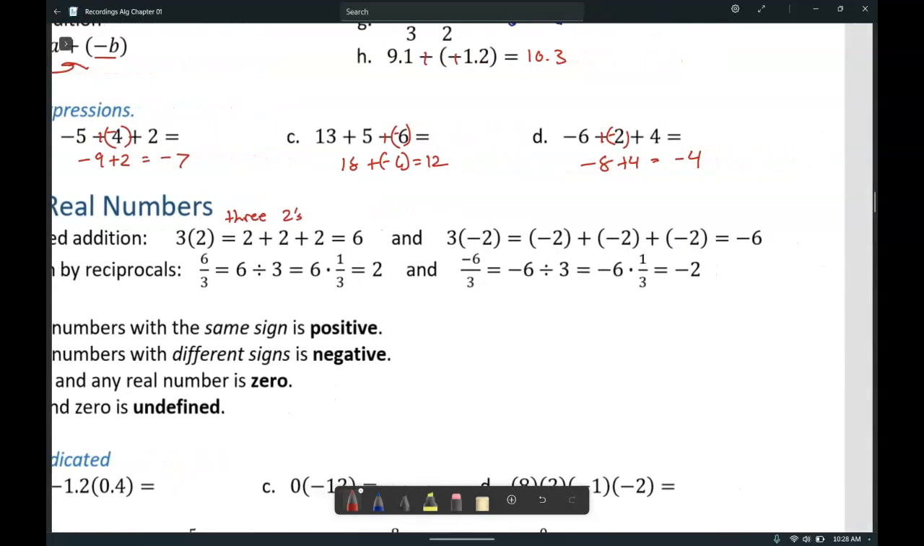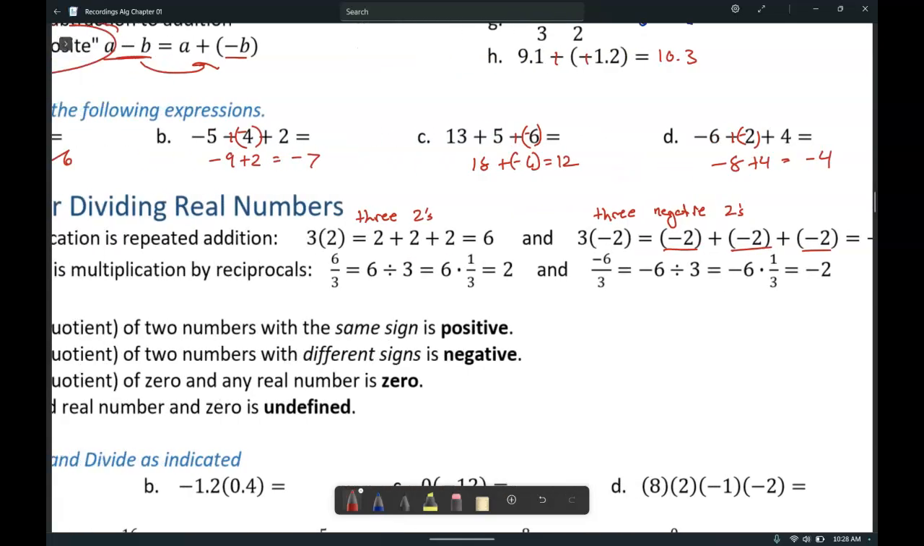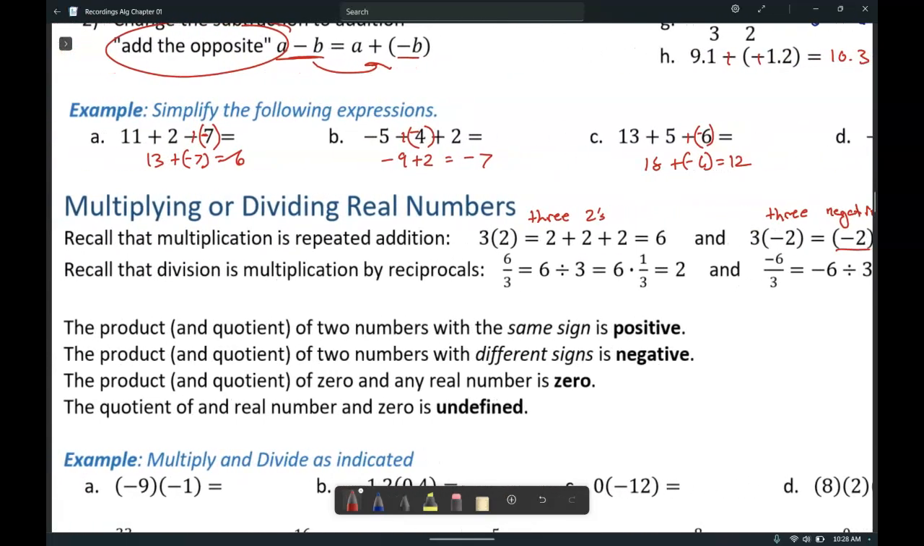Same thing with 3 times negative 2. We want 3 negative 2's. So we have a negative 2 plus a negative 2 plus a negative 2, which is negative 6. And this understanding helps us break down division as well. Just like subtraction is so closely related to addition, it's adding the opposite, division is multiplication by reciprocals.